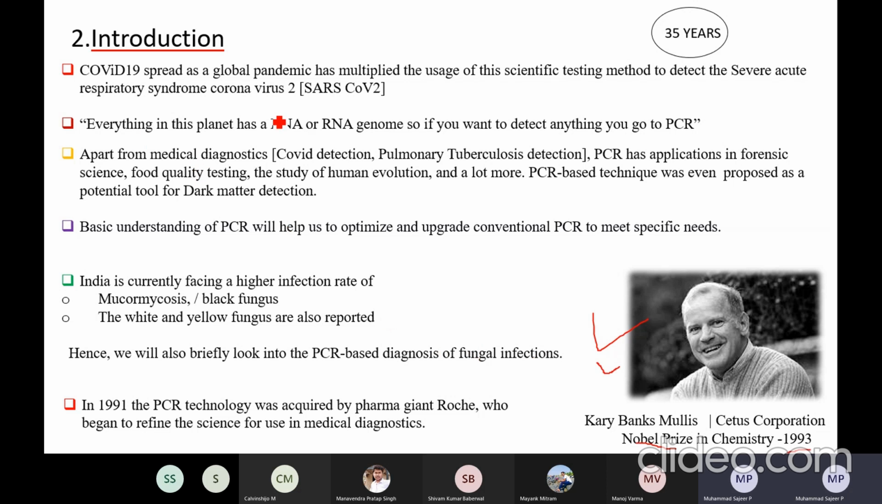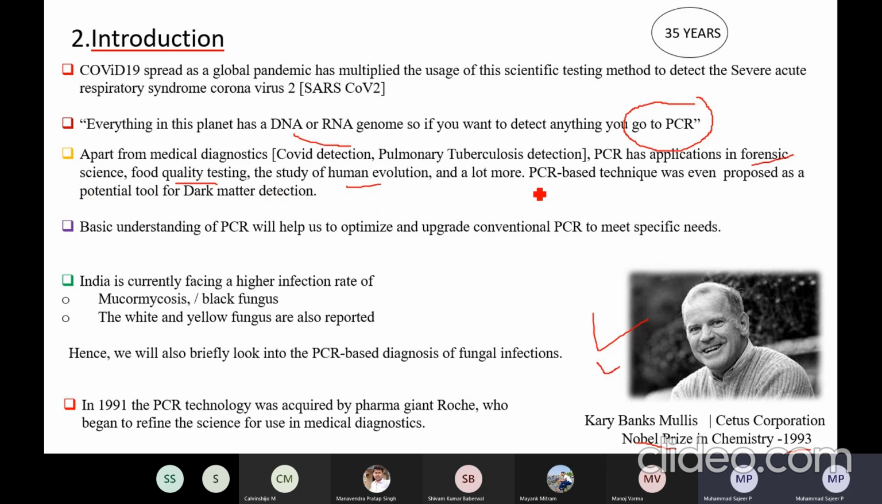The spread of COVID-19 as a global pandemic has multiplied the usage of this technique. If someone asks where we do PCR: everything in this planet has DNA or RNA in its genome, so if you want to detect anything, you go with PCR. That is the power of this technique. Apart from medical diagnostics like COVID detection and tuberculosis detection, where WHO has mandated PCR, it has applications in forensic science, like finding the killer from body particles. Then food quality testing. And for human evolution, you can check the DNA of mummies in Egypt and pyramids.